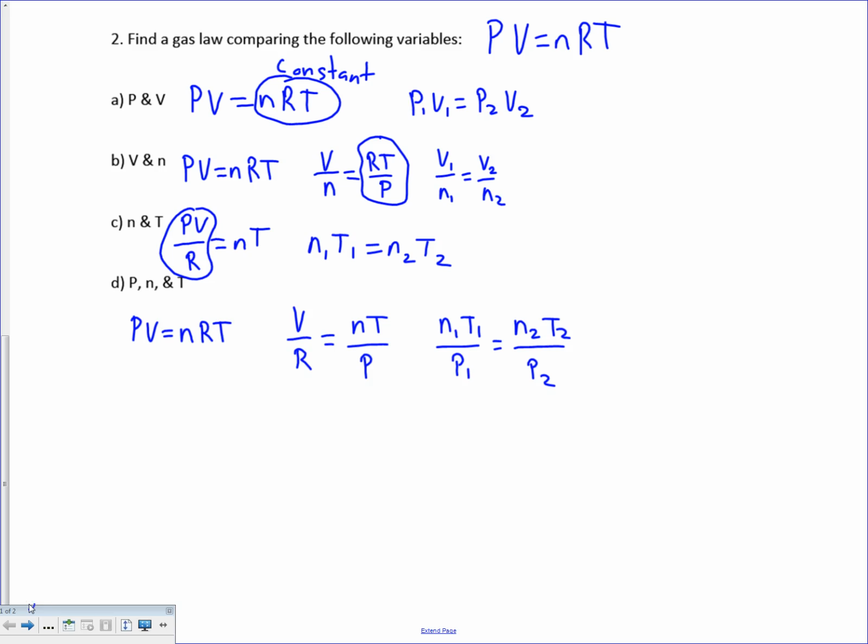Now I'll say with any of these ones that have fractions in them, you could have the exact reciprocals. So this one you could have ended up with P1 over n1T1 = P2 over n2T2, and it'd be exactly the same. Okay, that just means that you went the other way when you were rearranging your variables. So if two things are equal, the reciprocals are also equal, and so if you got these fractions sort of upside down, that's actually exactly the same thing, so it's fine.